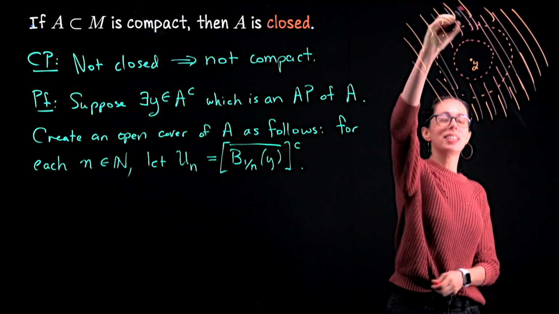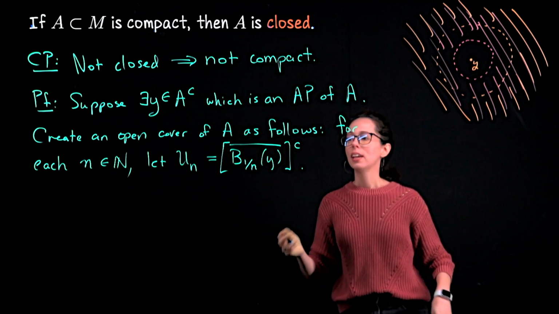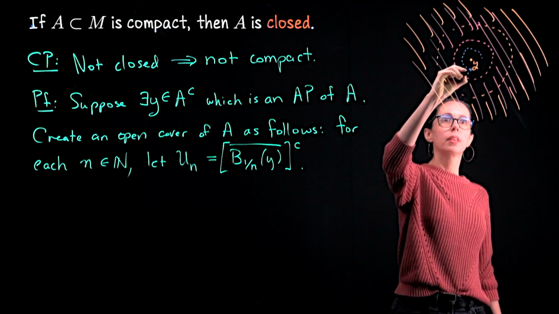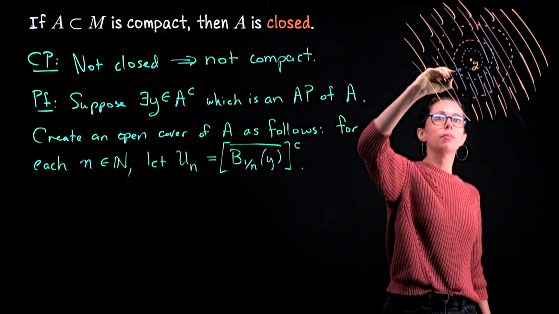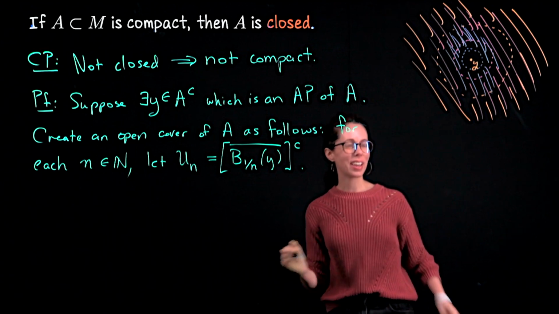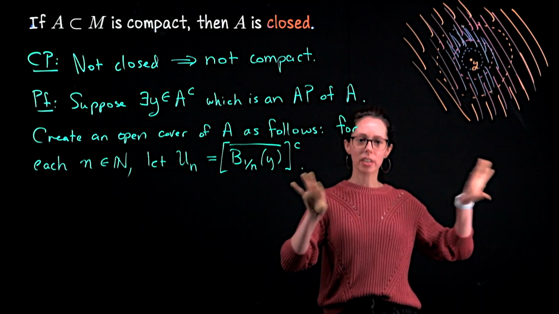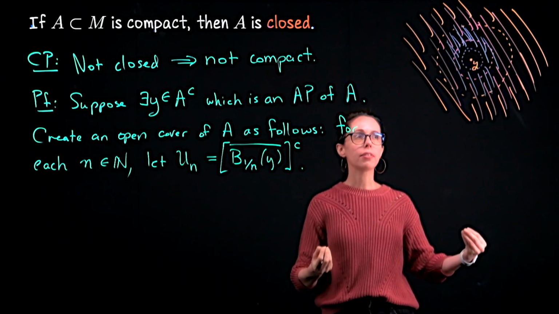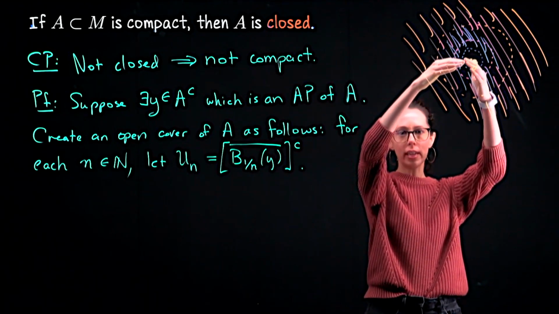I think you have the idea, but let me just keep going so I can use blue. U sub 3 will be the open exterior of the ball of radius 1/3 around y. Okay, so we have this nested family of exterior sets. Each one is open. And ultimately, we are going to cover A because as n grows to infinity, the radii are going to shrink inwards.